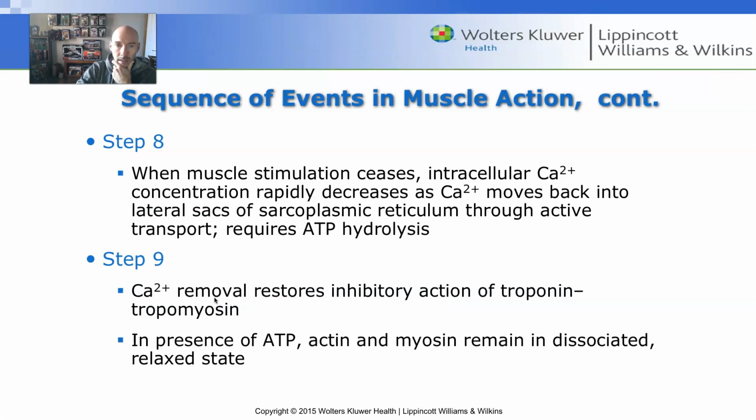But once we remove the stimulus of this muscle from our nervous system, calcium is sucked back up, sort of vacuumed up back into the sarcoplasmic reticulum. And in the absence of calcium, as long as ATP is present, then the actin and myosin will detach and relax, and tropomyosin will move back into blocking position.